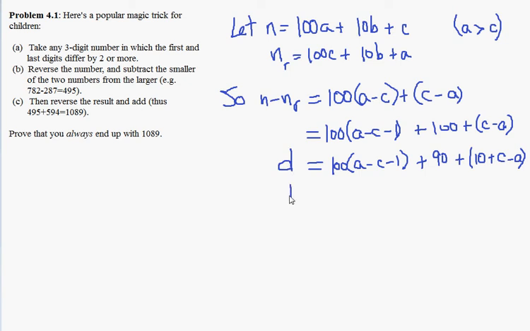Now let's reverse the difference. When I reverse the difference, the ones digit now becomes the hundreds digit. So 100 times 10 plus c minus a. The tens digit stays the same, 90. And the ones digit is now a minus c minus 1.